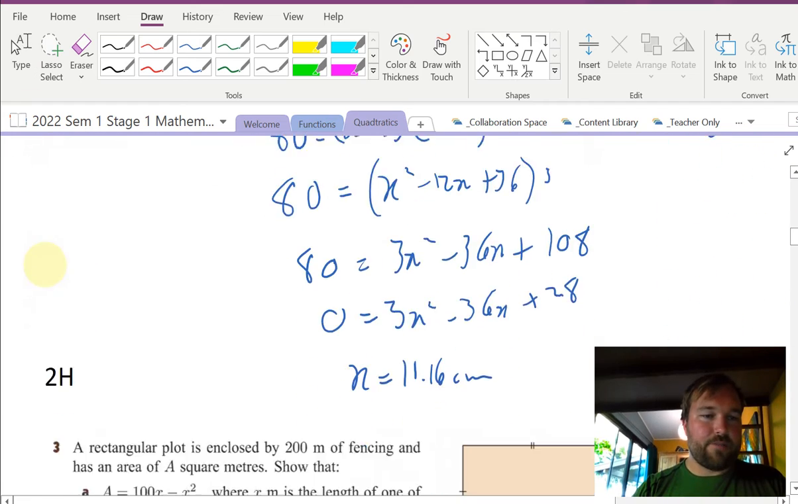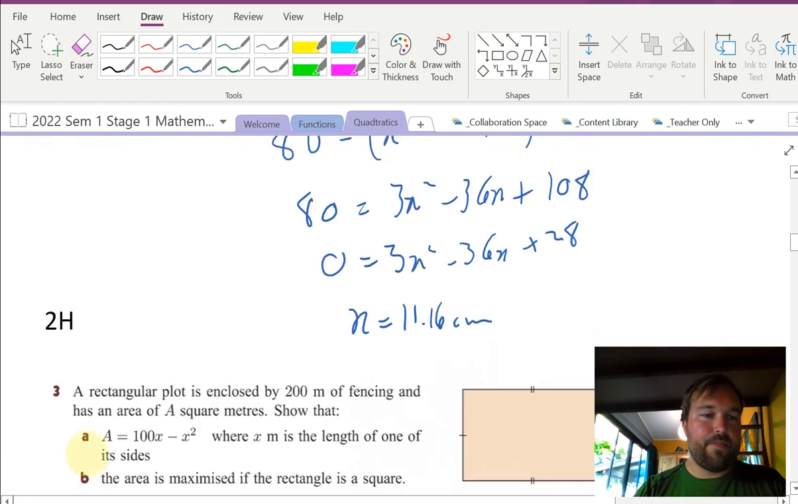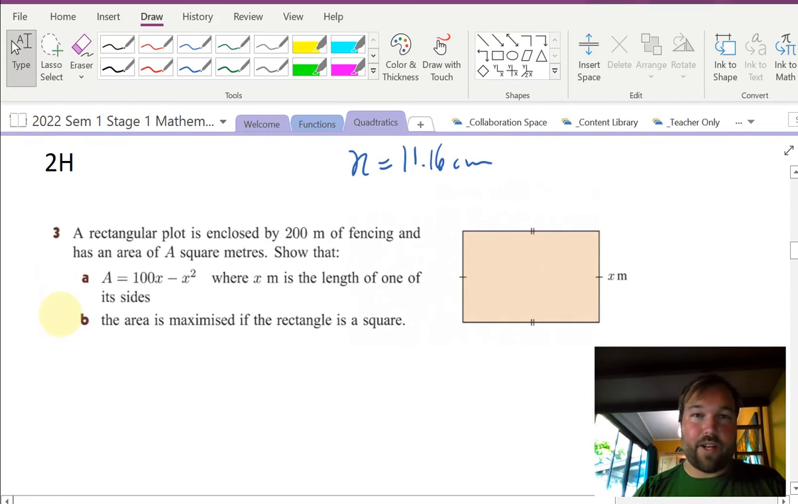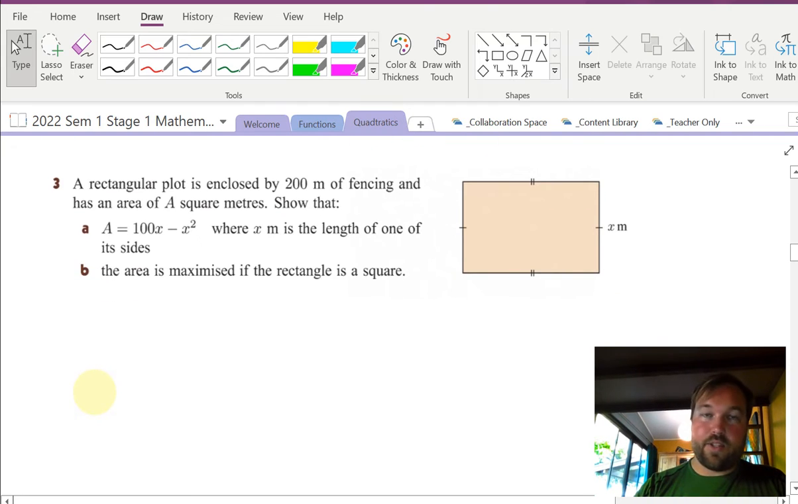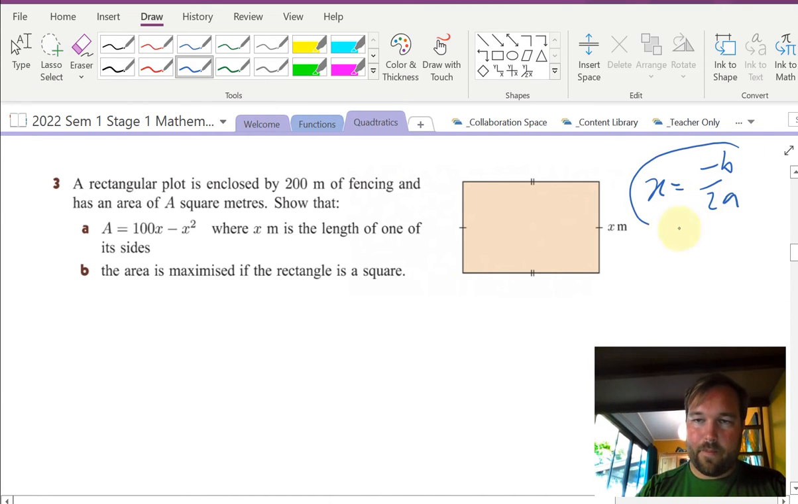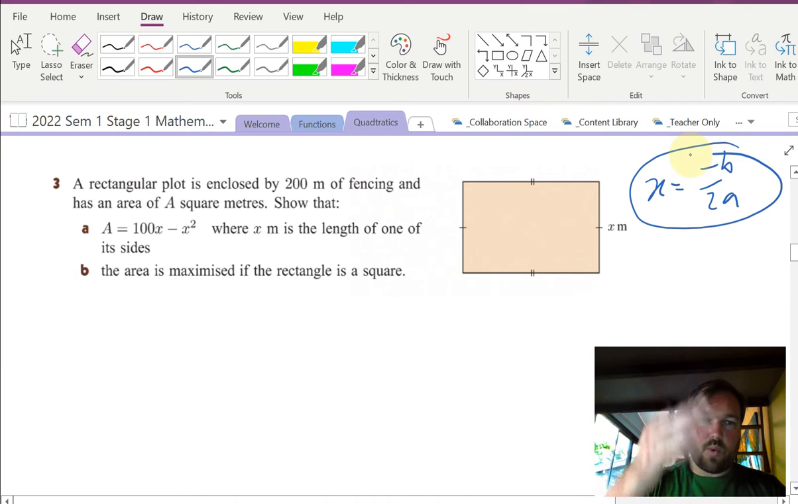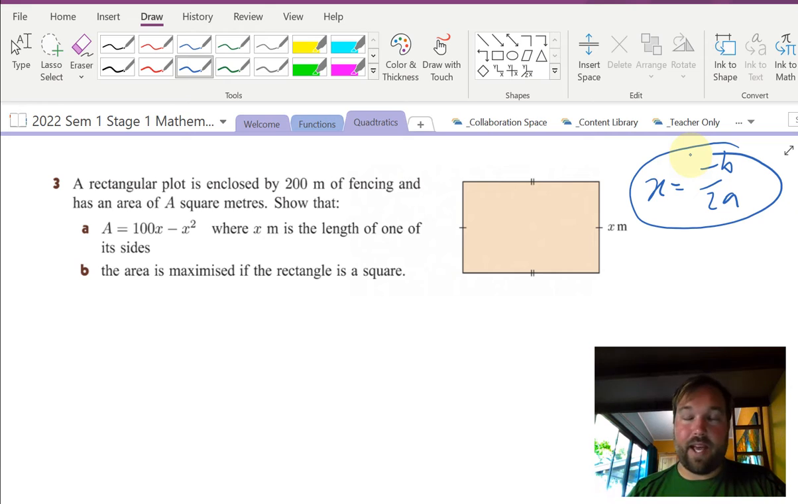All right, that's 2D. Space. So this is now quadratic optimization. And our friend for this entire section is the turning point, or the x-coordinate of the turning point is minus b on 2a. That will get us that x-coordinate of the turning point. Also, we can use the calculator, but without a calculator, we use this.